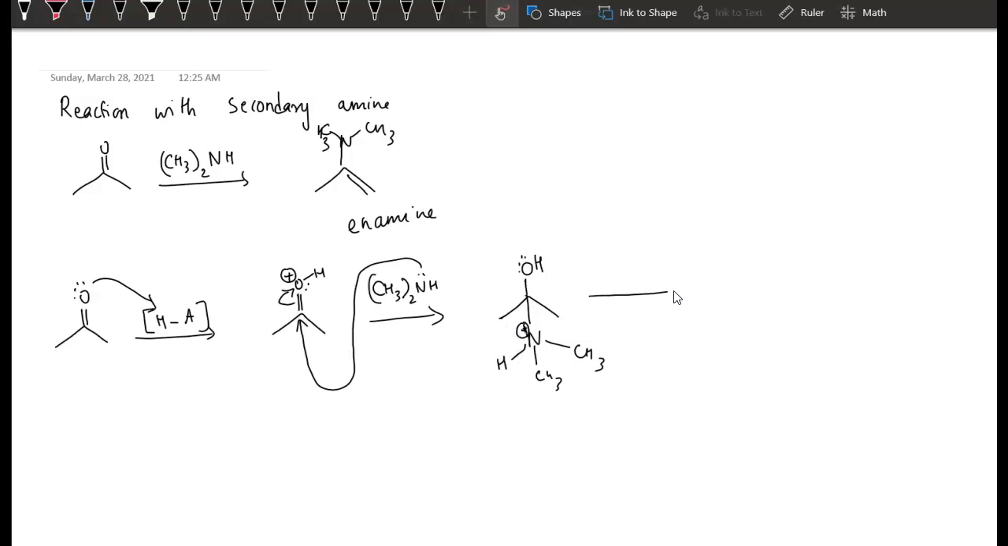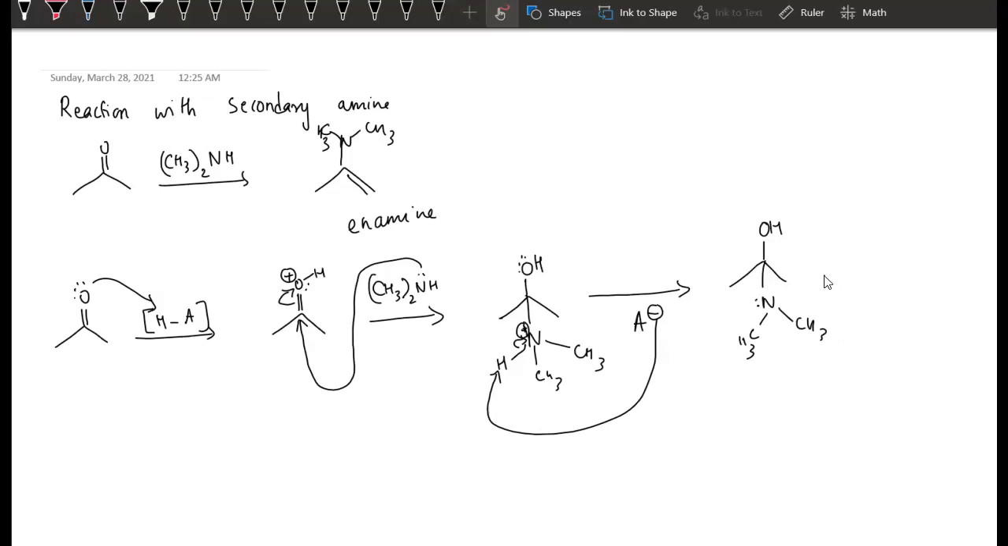Got it? Okay, now the next step would be where the base, which is my A minus, which was given off in the first step, is going to take what? This proton, right? Putting these electrons back. It's a very similar mechanism to what we saw before. So we are repeating ourselves in several of these steps. So we have two CH3s on nitrogen, and nitrogen loses its charge now because it's got its pair of electrons, and this is what we saw before, right? So far the steps look exactly like the primary amine reaction.